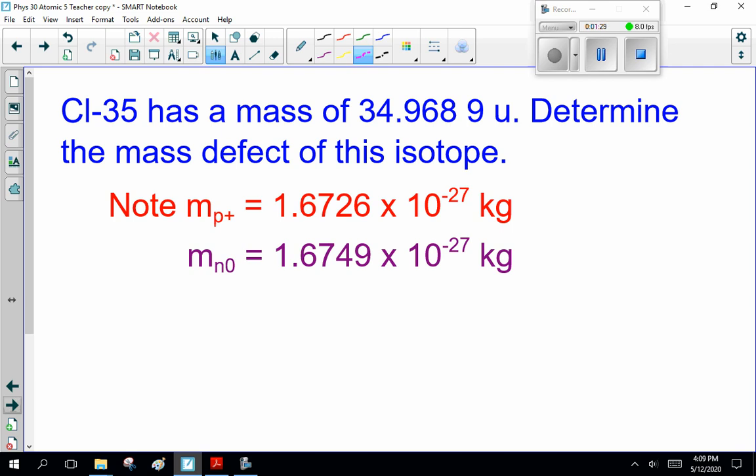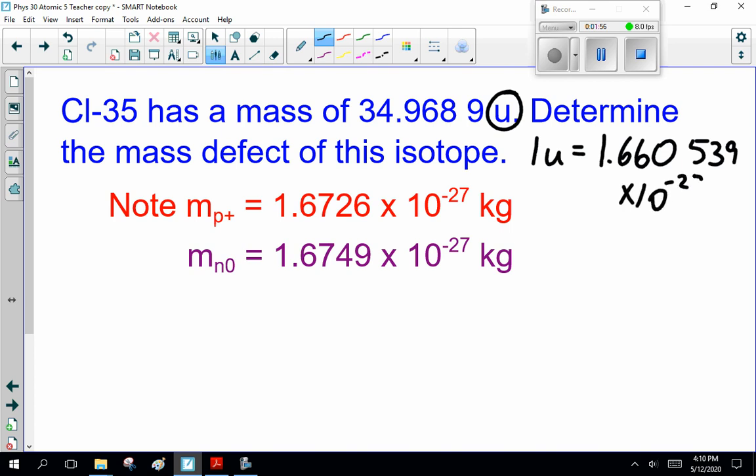Chlorine 35 has a mass of 34.9689 atomic mass units. Determine the mass defect of this isotope. Now, note, to do these calculations, there are two units involved. There's atomic mass units, where 1 u, as I explained earlier, is 1.660539 times 10 to the minus 27 of a kilogram. Now, that's not the 1.66 on your formula sheet. For these calculations, you need a more exact value of u, and that was given to you a couple lessons back. Anyway, in the same tone, we can also talk about kilograms.